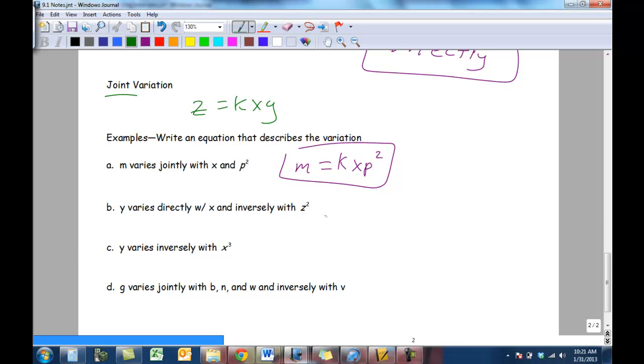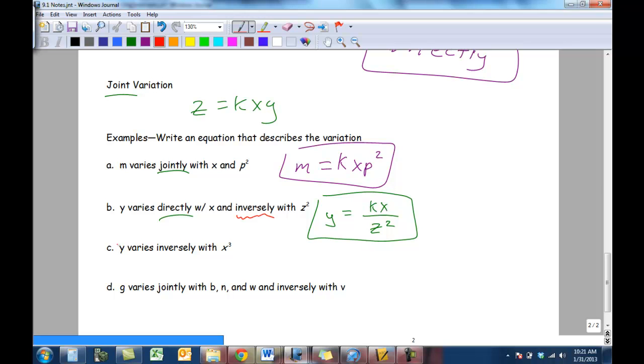Let's try another one. Y varies directly with x and inversely with z squared. All right? Now, y varies directly with x. So directly, that means k, don't forget k, kx, and inversely with z squared. Inversely means divide. So kx divided by z squared. That's it. If it says jointly or directly, you multiply. As soon as it says inversely, you divide. Don't forget your k.